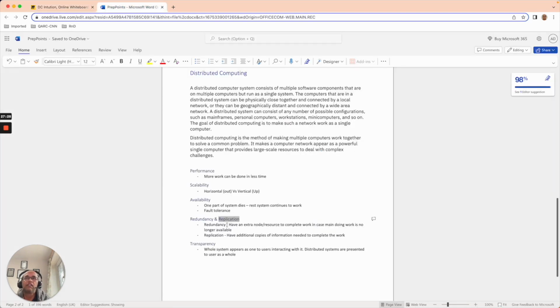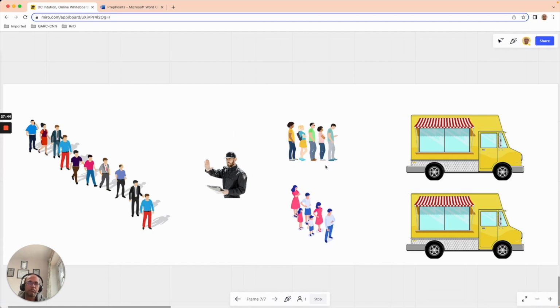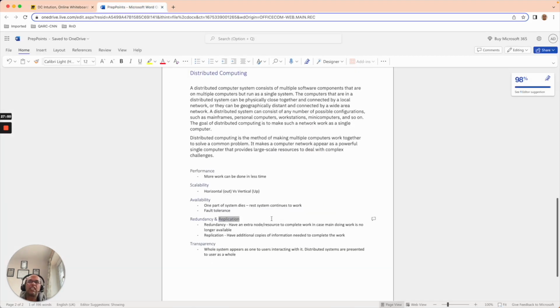Then what is replication? So redundancy is just saying that you have at least an extra resource or node to complete the task, if the main node that was responsible for doing the task is not available. So in this example, as long as this guy knows, they can divert here. But let's look at another thing which is called replication. And sometimes people get confused between redundancy versus replication.